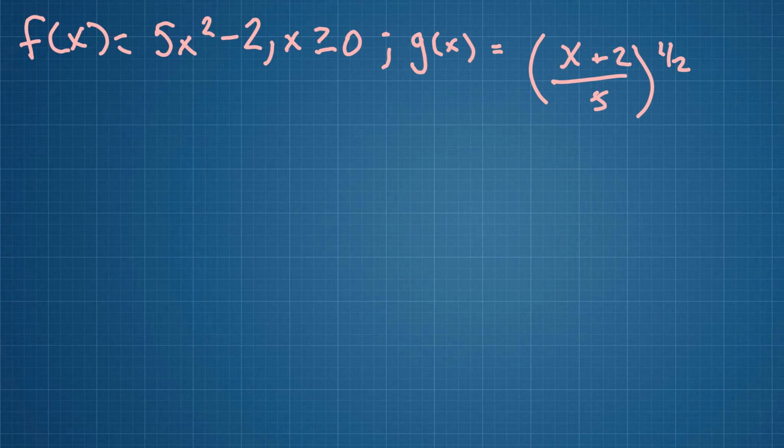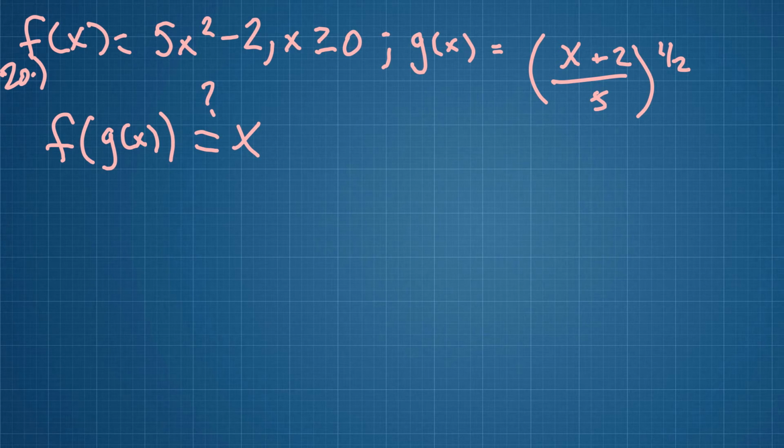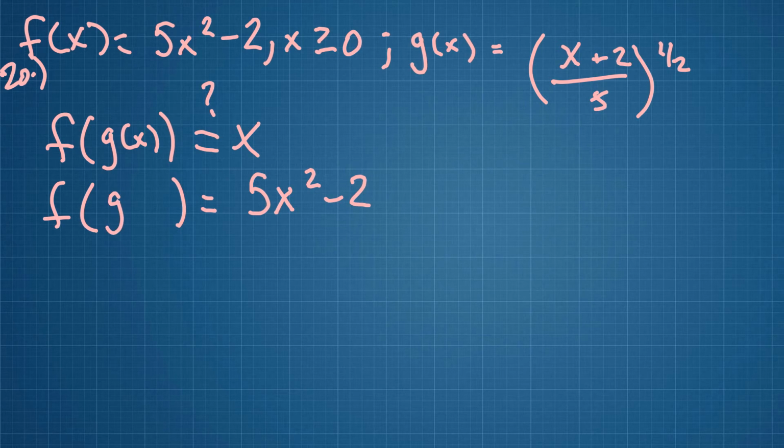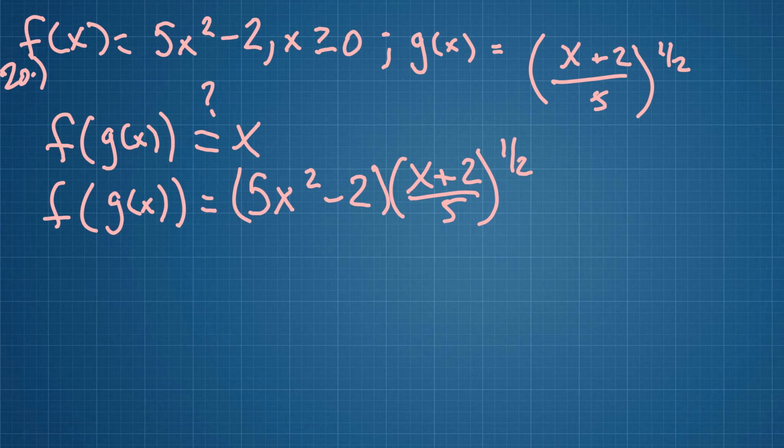Alright, 20 is the same way. So the first thing I have to do is I have to say f of g of x, and I gotta hope that equals x. I don't know if that's true. Alright? So the first thing I'm gonna do is I'm gonna put in f, big blank space. So I'm gonna put 5x squared minus 2. And then remember it is g of x, so I put g of x in there. So I put right next to it x plus 2 all over 5 to the 1/2. Okay?